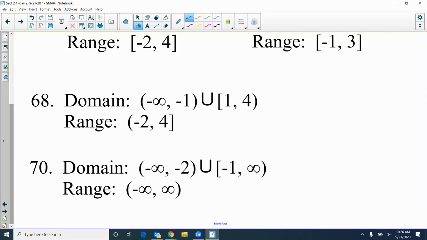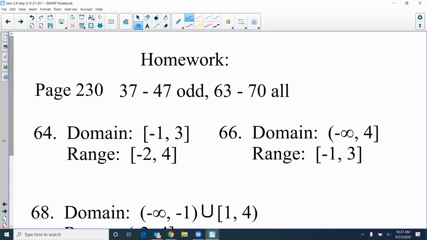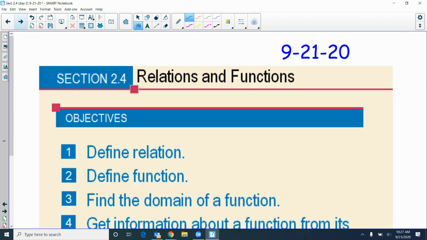Questions do you have on any of the others or any of these? 37 to 47 or 63 to 70? We're good? Okay. All right, we're going to finish up your notes. We just had a few to do on the back.